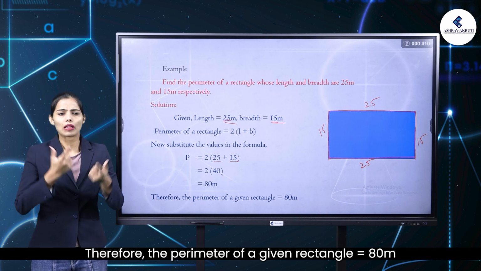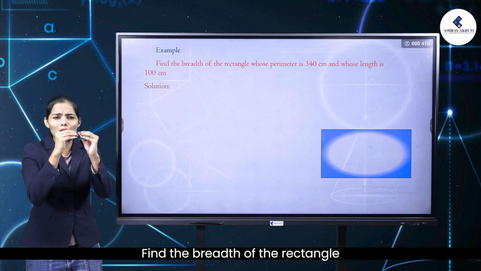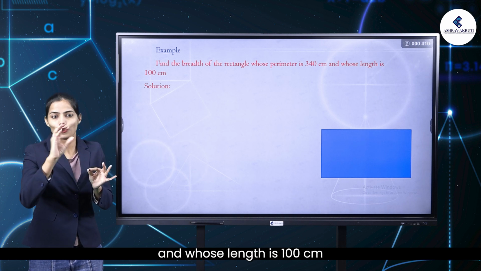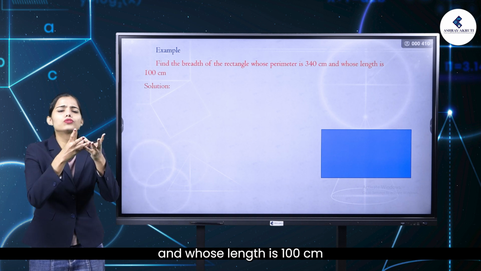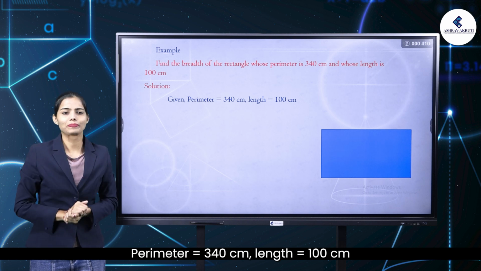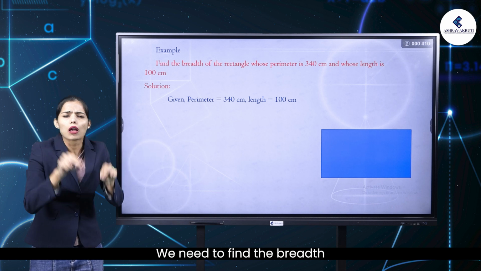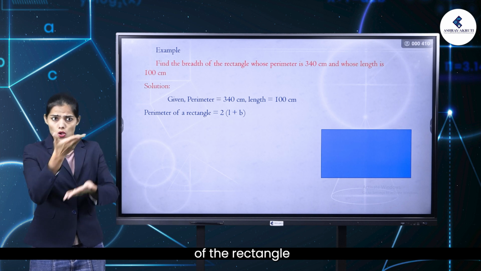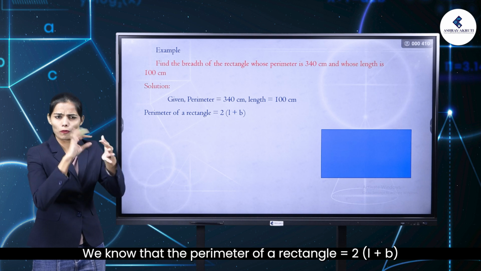Let us see one more example. Find the breadth of the rectangle whose perimeter is 340 cm and whose length is 100 cm. Solution. Given perimeter is equal to 340 cm, length is equal to 100 cm. We need to find the breadth of the rectangle. We know that the perimeter of a rectangle is equal to 2 into (length plus breadth).